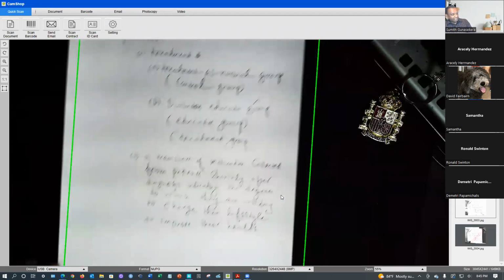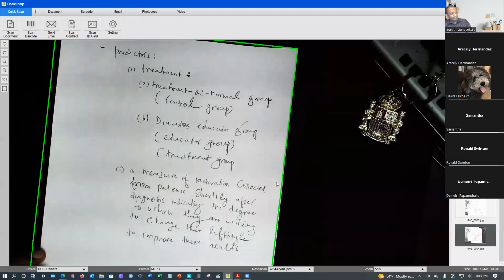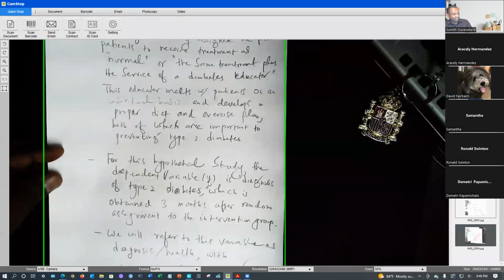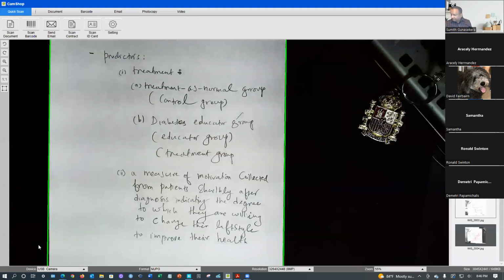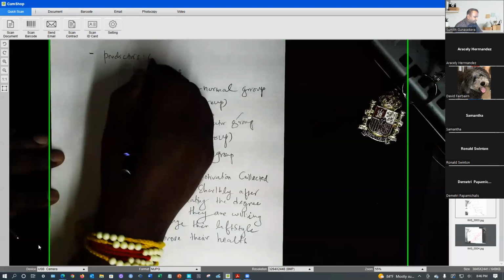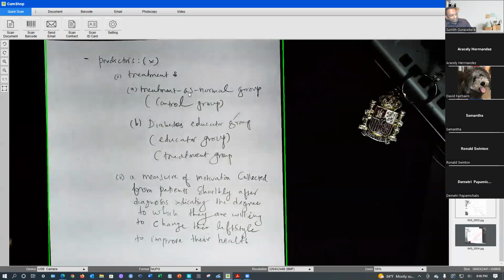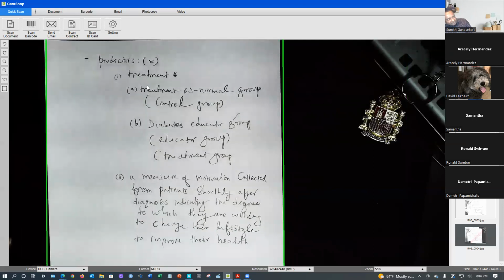On the other hand, what are our x variables? Predictors means x variables. The y variable would be this one. Predictors means x. So we can use two variables. Treatment with two options: the normal group, which is the control group, or the diabetes educator group, which is the treatment group.